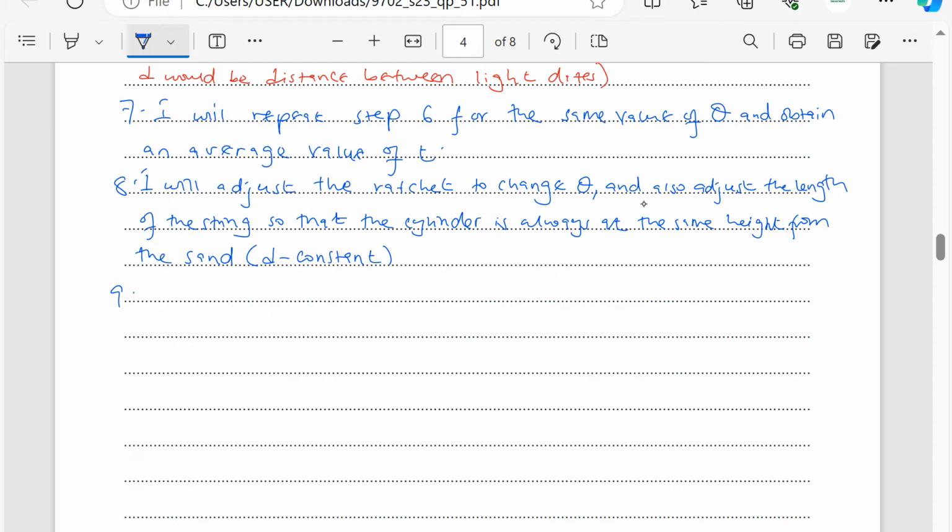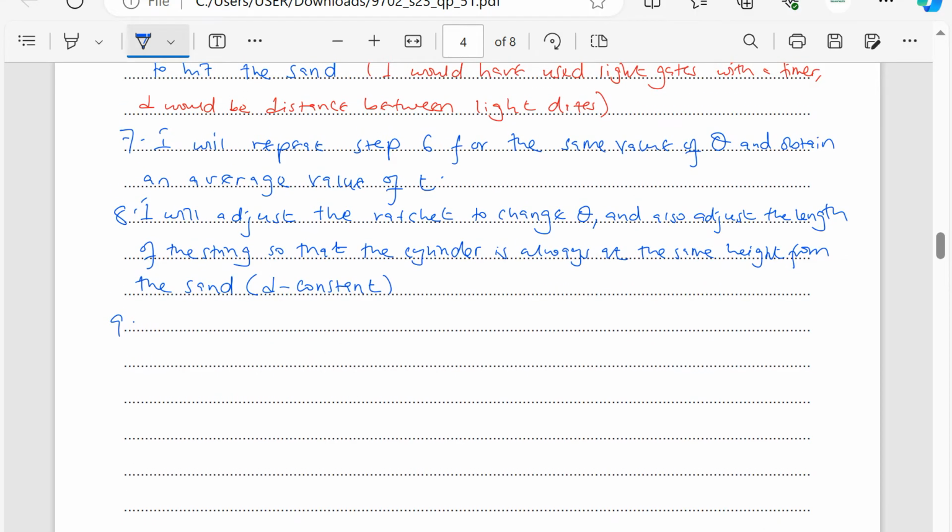Next, by the way, I also have to check the masses A and B. I will also check that masses A and B have not changed using a top pan balance.